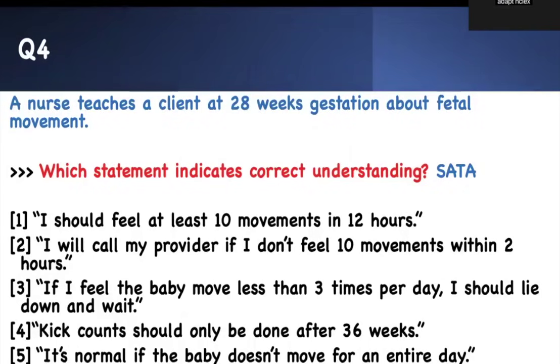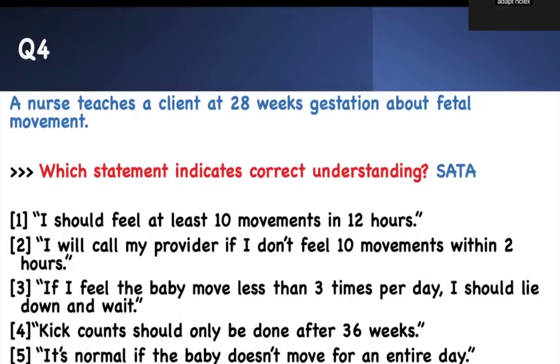I should feel at least 10 movements in 12 hours. I will call my provider if I don't feel 10 movements within 2 hours. If I feel the baby move less than 3 times per day, I should lay down and wait. Kick count should only be done after 36 weeks. It's normal if the baby doesn't move for an entire day. Ladies and gentlemen, nurses, what do you think we should do? Which of these is correct?